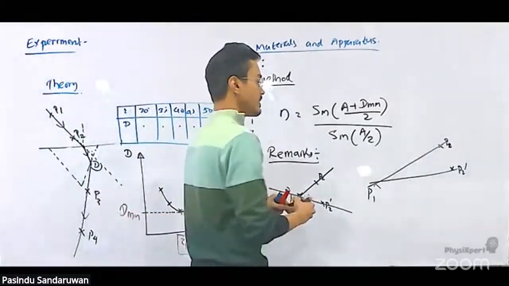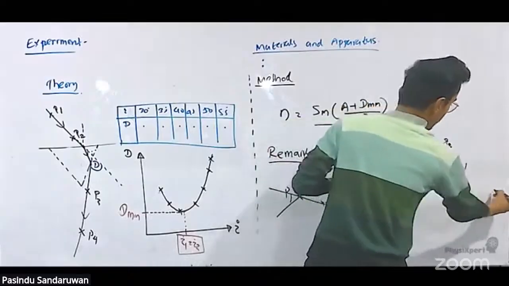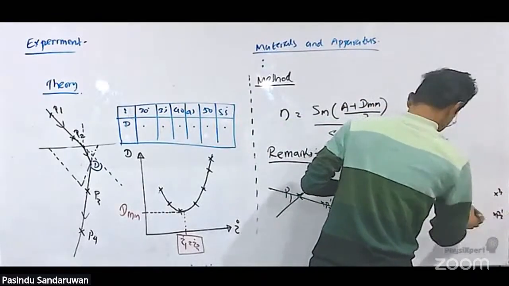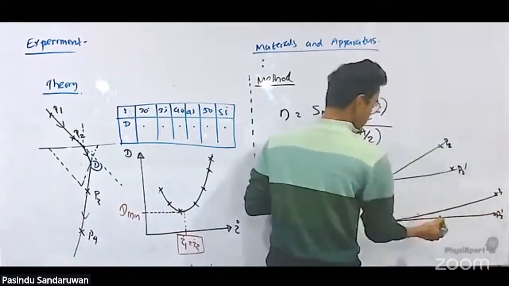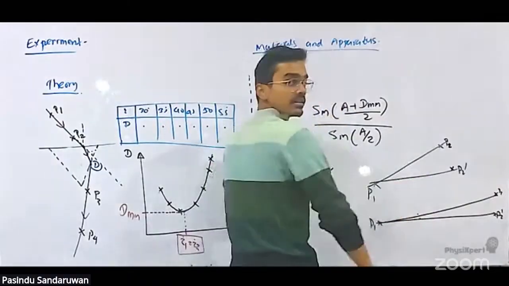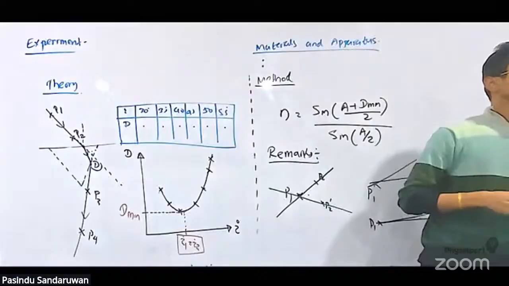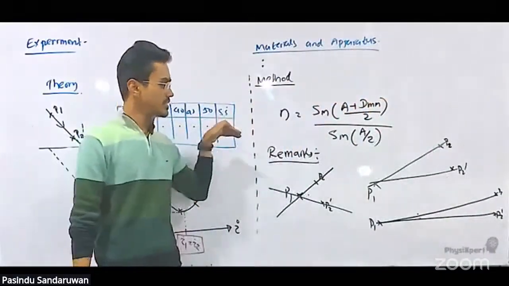See, now the deviation is even less. Deviation is even less. Small angles. Right? It is clear, right? The more apart the pins, the more directional the light rays.